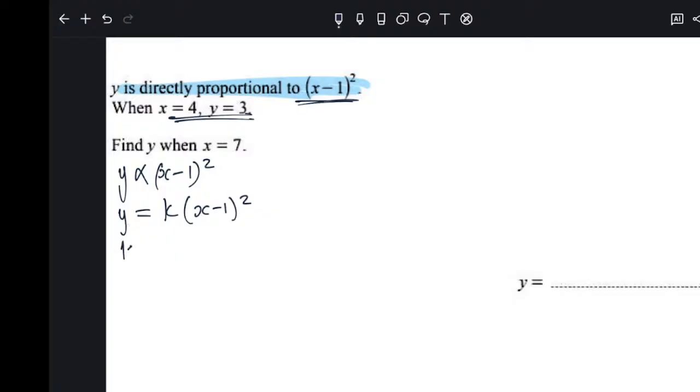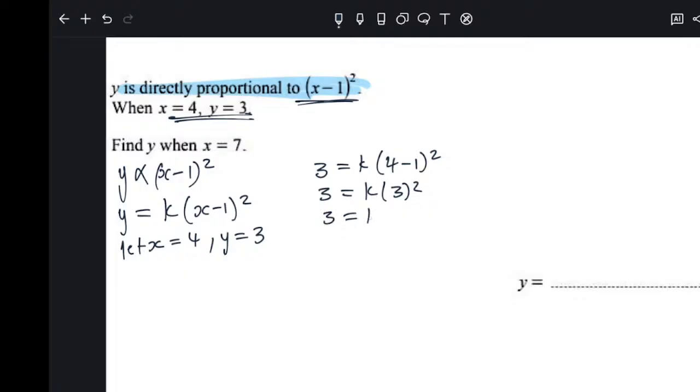You say now, let x be equal to 4 and y be equal to 3. So now you're going to say, where there is y, you put 3. You say 3 is equal to k multiplying, where there is x, you're putting 4, 4 minus 1 all squared. 3 is going to be equal to k times 4 minus 1, that's 3 all squared. Then 3 squared is 9, so 3 will be equal to k by 9.